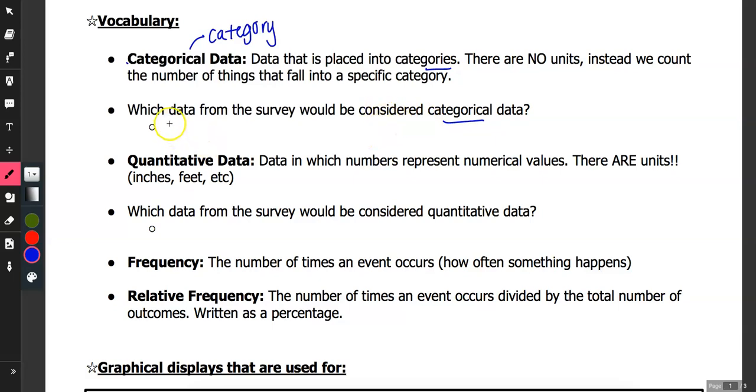From that survey, that would be question 5 and question 6. Remember, question 5 was how do you get to school? So your answer would not be a number. It'd be things like walking, driving, bus, friend, whatever. And number 6 was about your favorite color. Again, your answer is not a number.